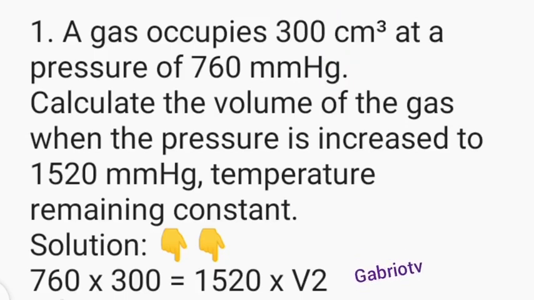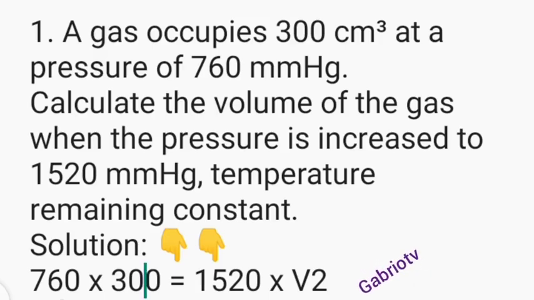Then your P1 there is 760 millimeter mercury, 760 mmHg. So P1 V1 equals P2 V2. Look from the question, the P2 is 1520, while temperature is constant. So the second volume, the final volume, is what we are looking for. So our P1 here is 760 times 300. You understand? Then our P2 is 1520 times V2. Make V2 the subject of the formula. That's 760 times 300 over 1520.